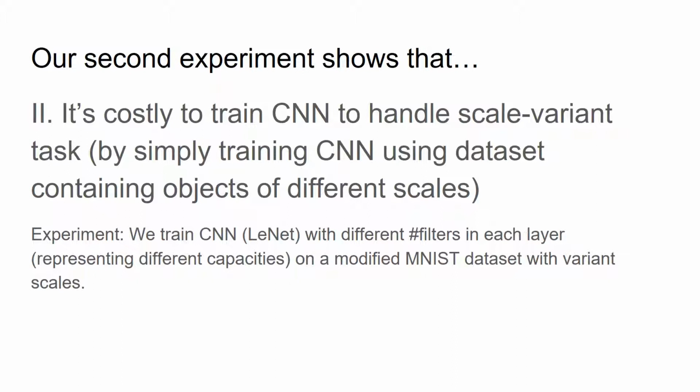Our second experiment shows that it is costly to train CNN to handle scale variant tasks if we simply train CNN using a dataset containing objects of different scales. For the experiment, we train CNNs, which are LeNet, with different numbers of filters in each layer, which can represent different capacities of a CNN, and then we train this bunch of CNNs on a modified MNIST dataset with variant scales.